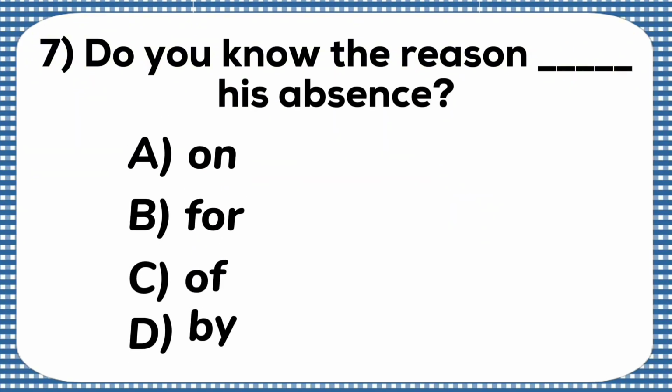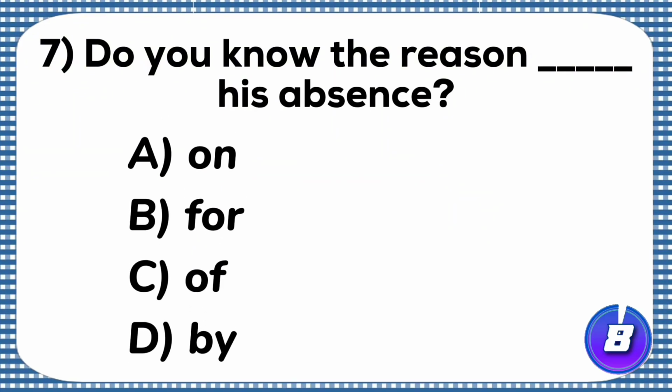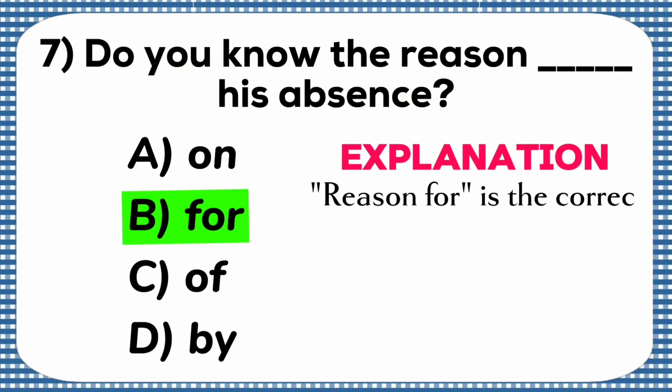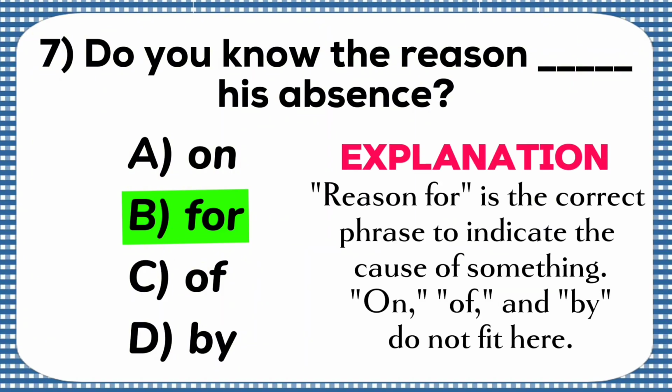Do you know the reason dash his absence? The right answer is option B, for. Explanation: reason for is the correct phrase to indicate the cause of something. On, off and by do not fit here.